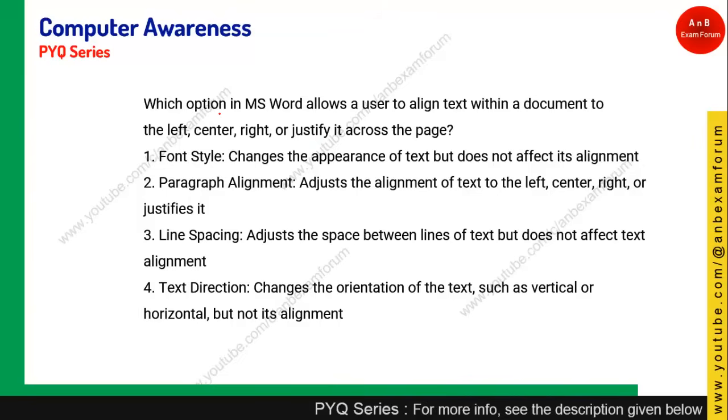Which option in MS Word allows the user to align the text within the document left, center, right, justify across the page? Okay, so all these terminologies are related to alignment: left align, right align, center align. So if you see paragraph alignment, the word itself says adjust the alignment of text left, center, right and justify it. So straight away option 2 is the right answer.